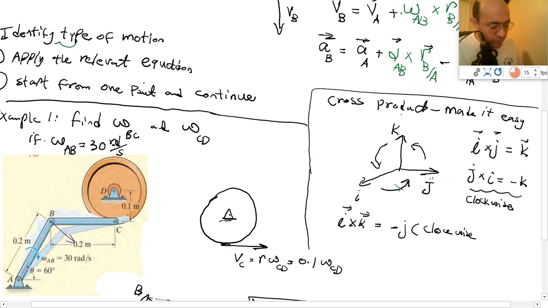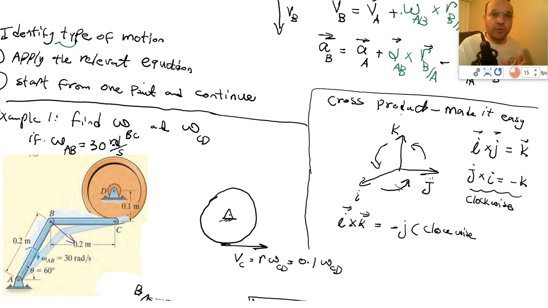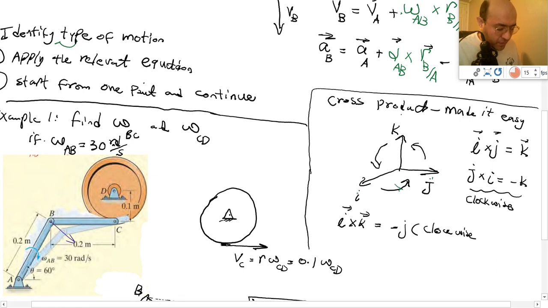J cross K, because we are going counterclockwise, this will be I. Again, in cross product, if you cross two vectors that are the same, I cross I is 0. We already know about that, because for this we actually use sine theta. The angle between the two vectors becomes 0. Therefore, there is going to be no cross product when they are the same.